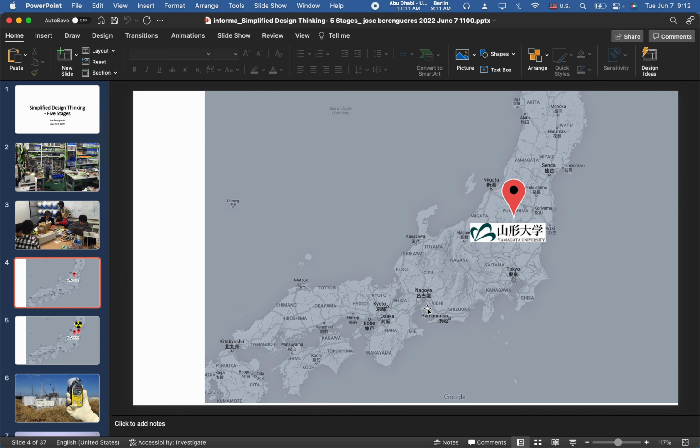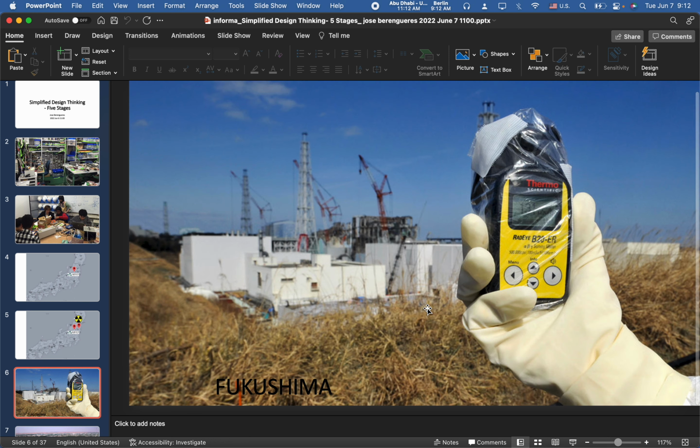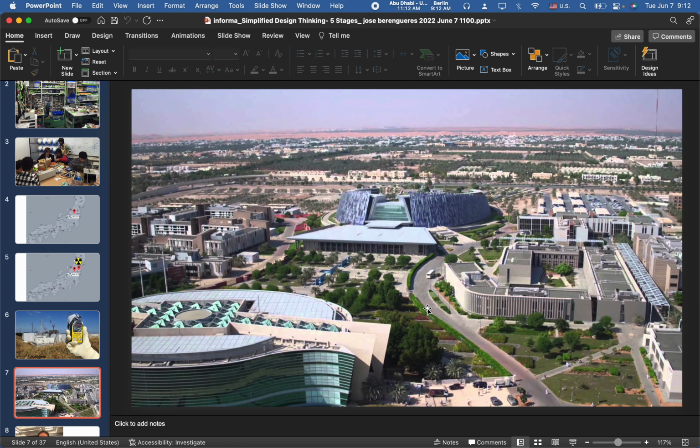When I was a student, I was employed here at Yamagata University, which unfortunately was close to this nuclear accident, Fukushima, 2011. After this accident happened, I moved to here. Can you guess what is this? This is my university, UAE University in Al Ain, Abu Dhabi. So I've been teaching here since 2011.